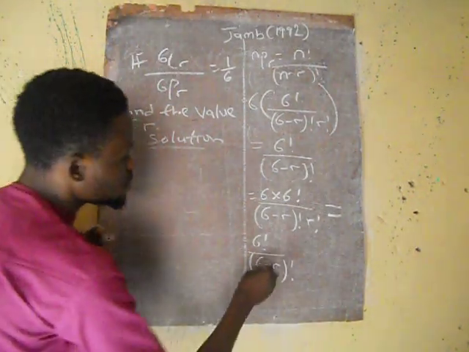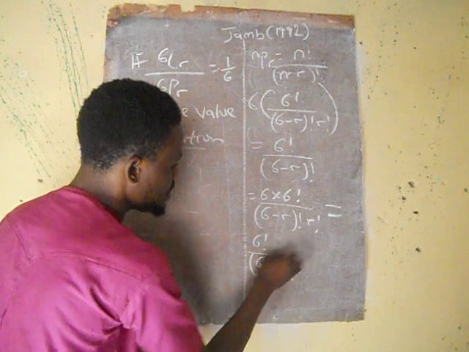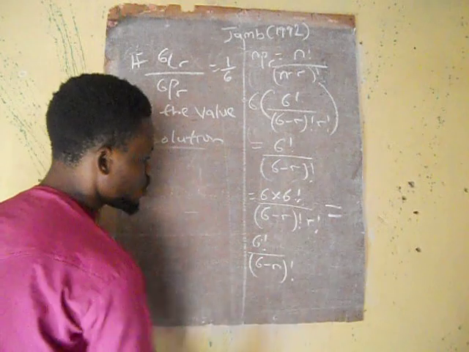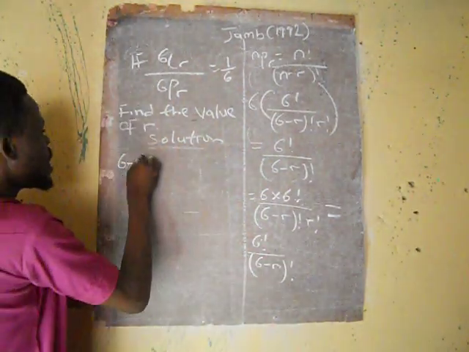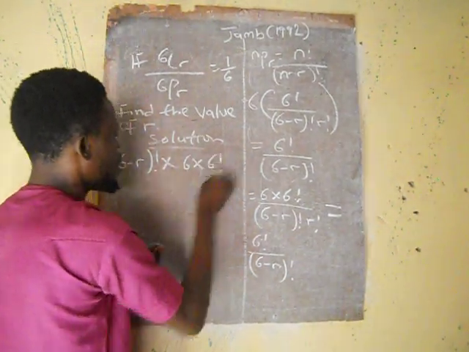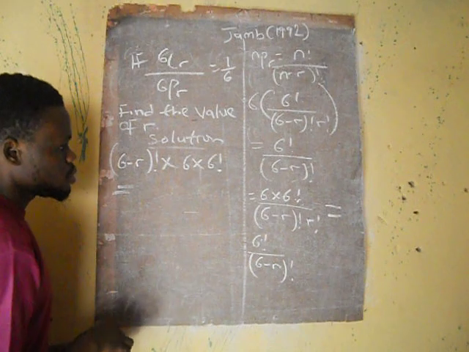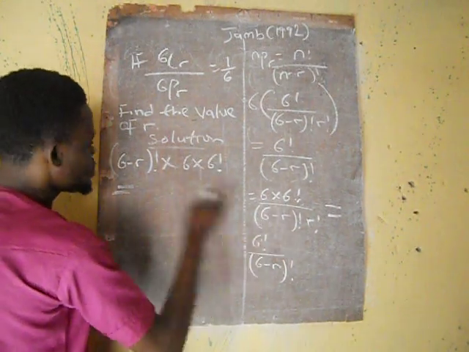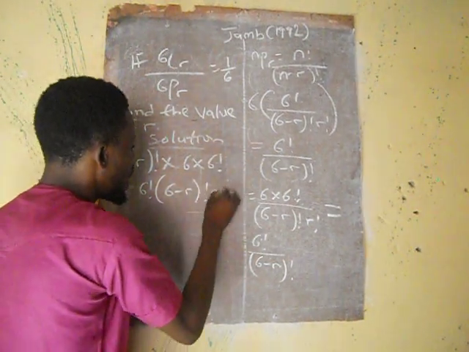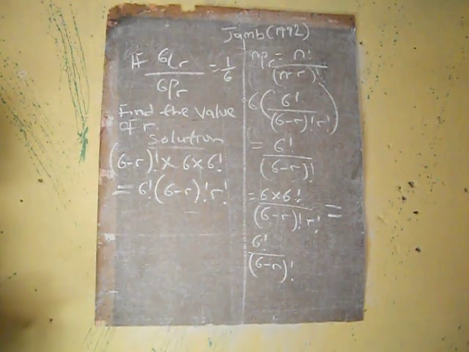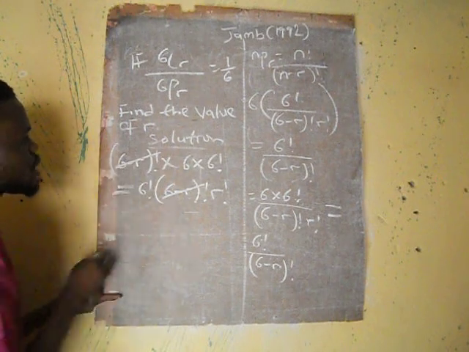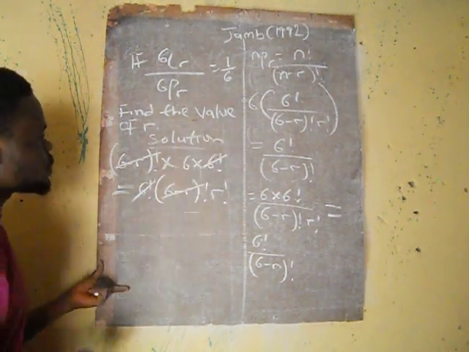Now this is equals to what? If you cross multiply, this will match to this and this will be matched to this. So by cross multiply, we have 6 minus R factorial multiplied by 6 times 6 factorial equals to 6 factorial into 6 minus R factorial. Are we together? Now 6 minus R factorial will cancel 6 minus R factorial. 6 factorial will cancel 6 factorial.